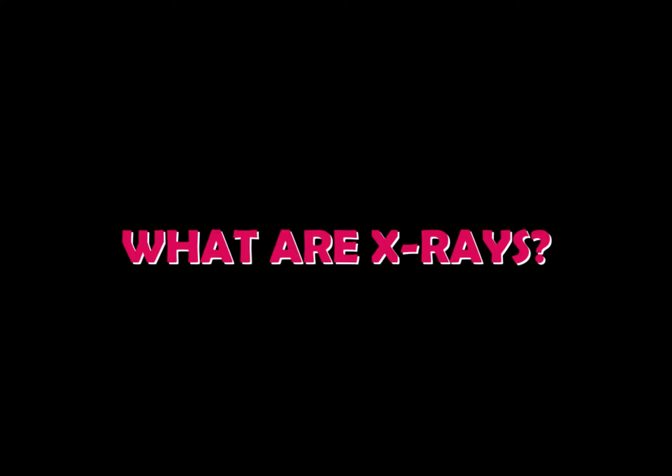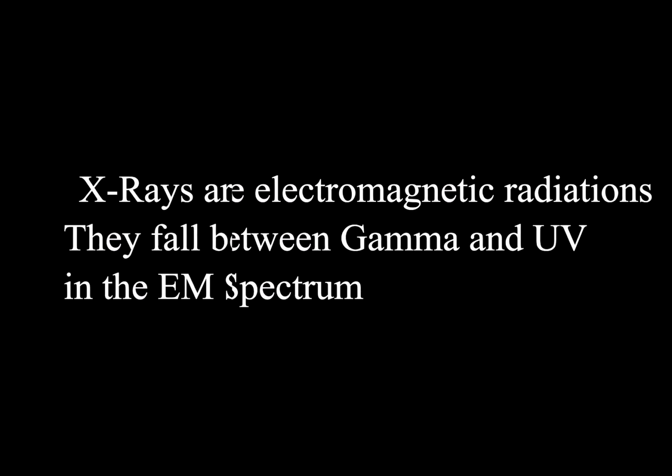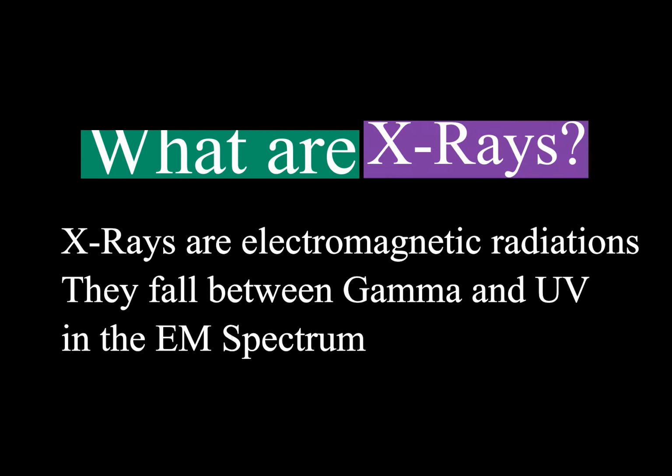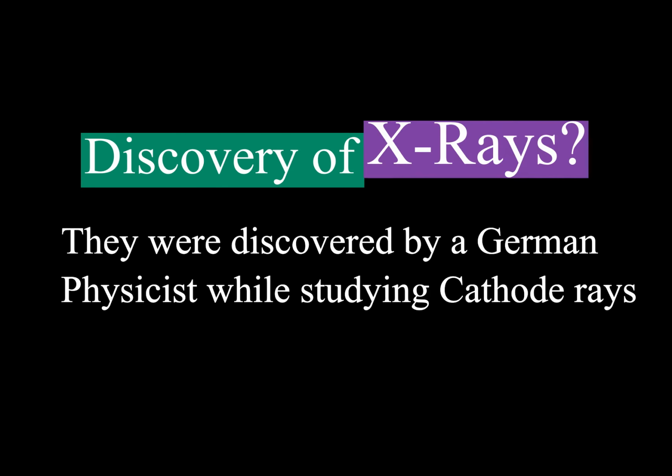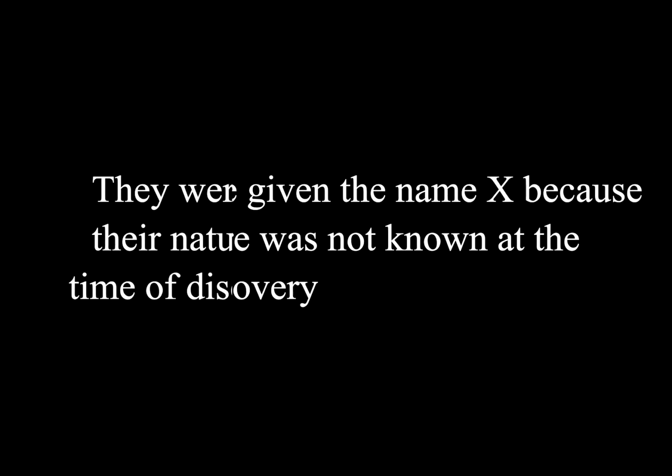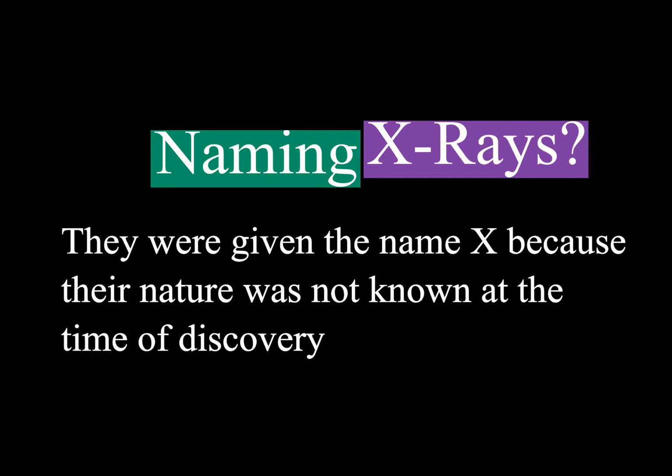What are X-rays? X-rays are electromagnetic radiations. They fall between the gamma rays and the UV radiations in the electromagnetic spectrum. They were discovered by a German physicist while he was studying cathode rays. They were given the name X because their nature was not known at the time of discovery.